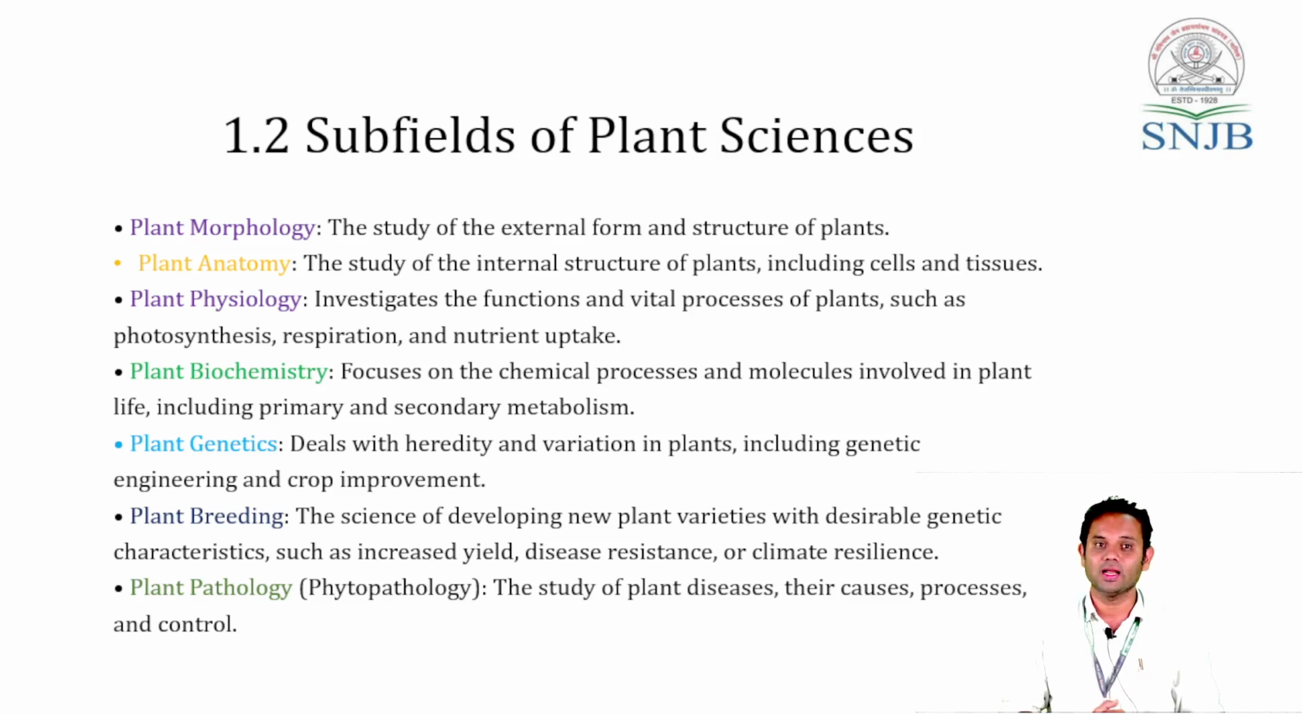Then after that, plant biochemistry is another subfield or another branch of plant science. So what does plant biochemistry do? Plant biochemistry focuses on the chemical processes and the molecules which are involved in plant life. Means at the molecular level, at the micro level, what type of molecules are involved. For example, the study of proteins, the study of DNA, the study of RNA, all this biomolecule study comes under the field which is known as plant biochemistry. So it is again one of the important branches of plant sciences.